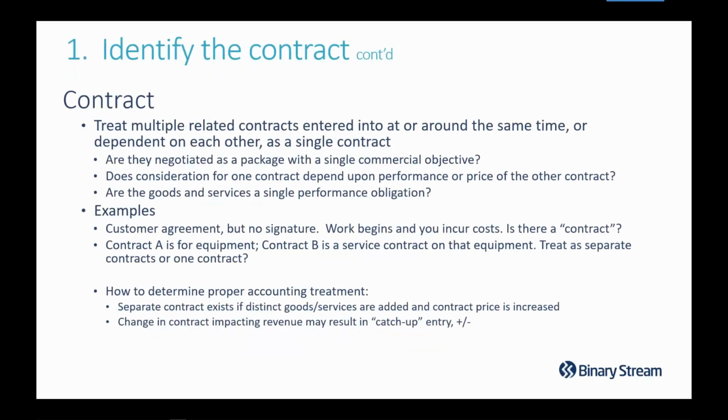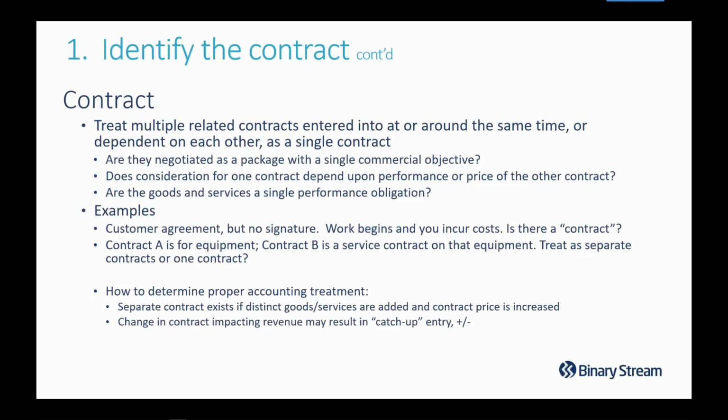Now, I mentioned earlier that you can take a look at multiple related contracts and tie them all together and say, you know what, even though this is different paper, different contract number, this is a single commercial objective. We're trying to do the same thing, and all these various contracts are adding up to the same purpose, to get to the same end. Well, now it could be viewed as a single contract, a single performance obligation.